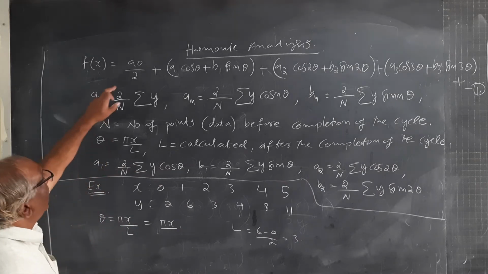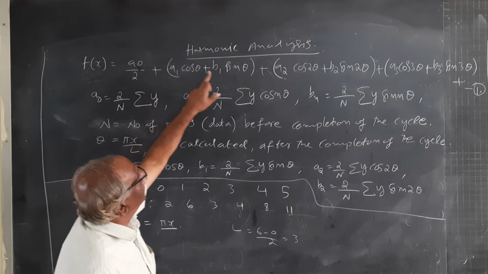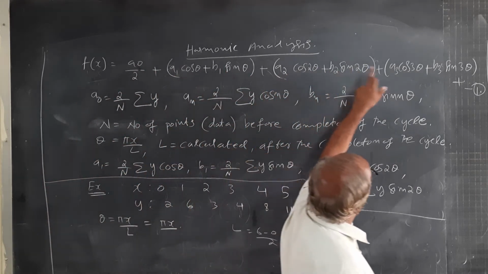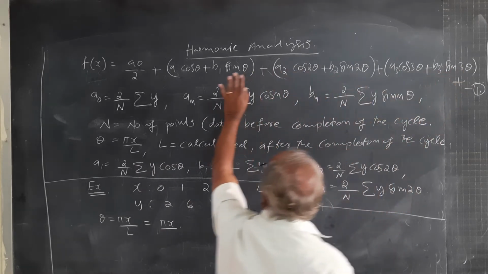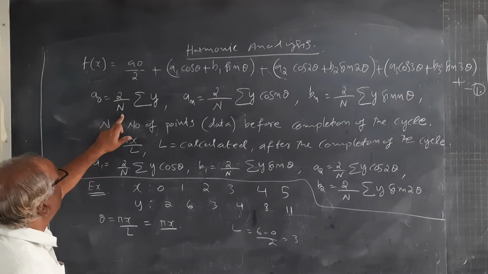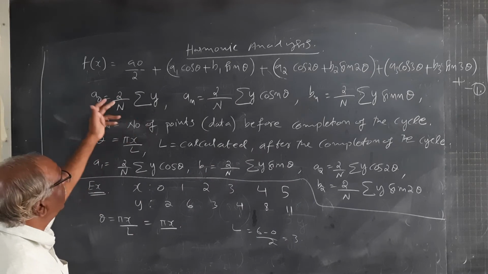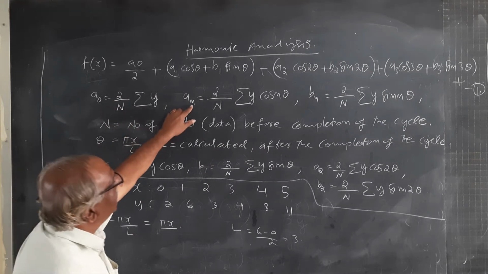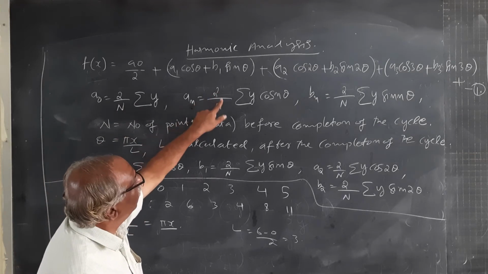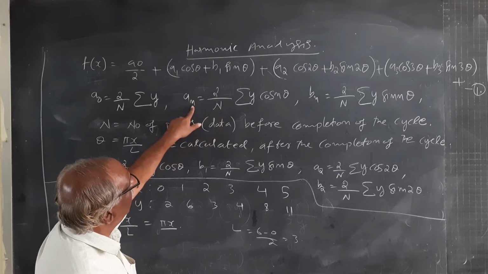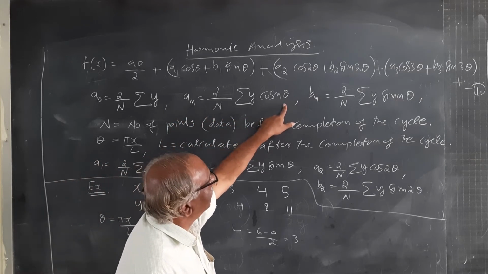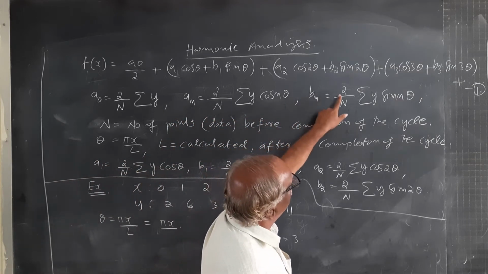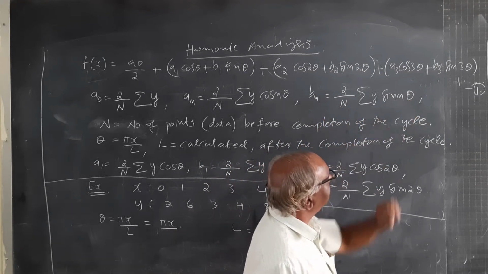Now we are finding the values of a0, a1, b1, a2, b2, a3, b3, and we are substituting in equation 1. a0 is given by the formula 2 by capital N into sigma y. Later I will tell you what N is. a small n is equal to 2 by capital N. Note the difference: small n, capital N. a n is equal to 2 by capital N into sigma y cos n theta. b small n is equal to 2 by capital N into sigma y sin n theta.